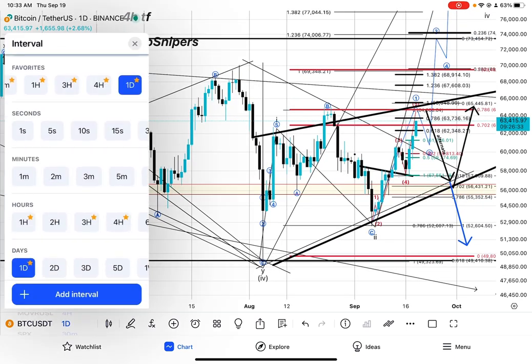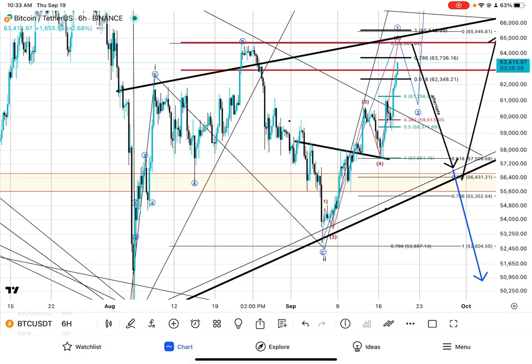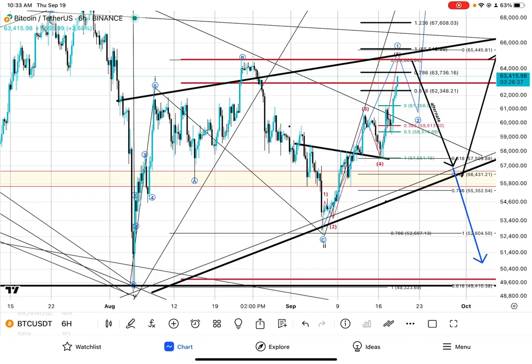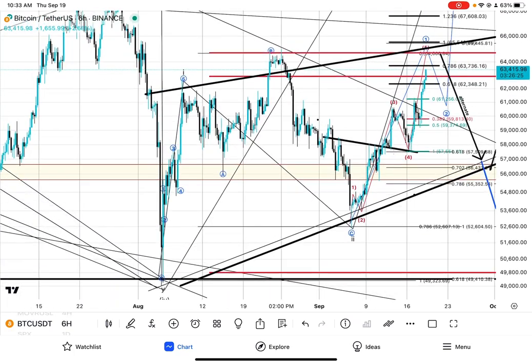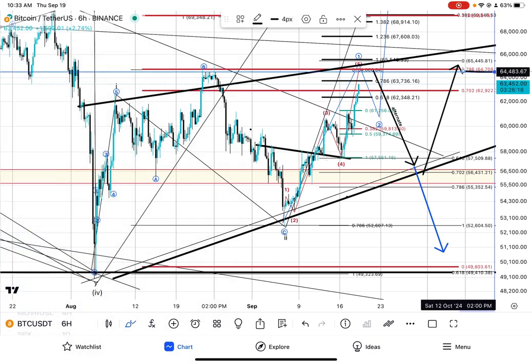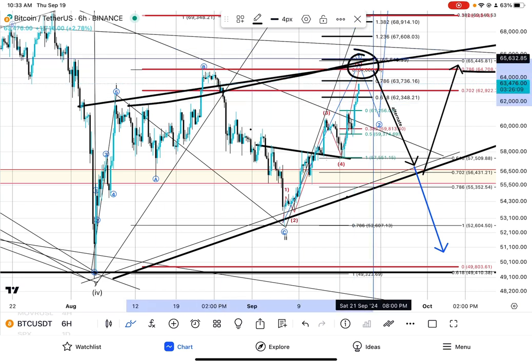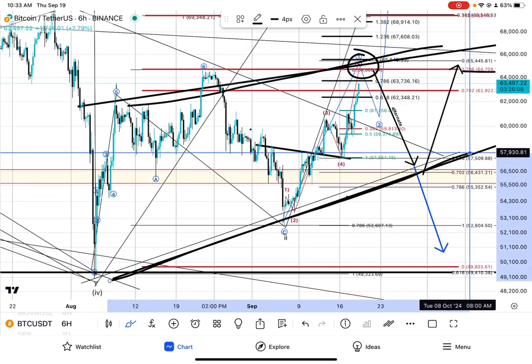Okay, going down here towards the 6-hour time frame, it looks like we are headed towards the 64,700 region, and you want to be cautious once we reach 64,700. Around the 64,700 to 65,455 region, around this region over here, the upper boundary of this diagonal pattern.